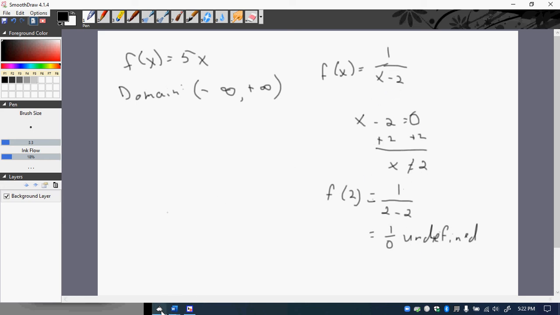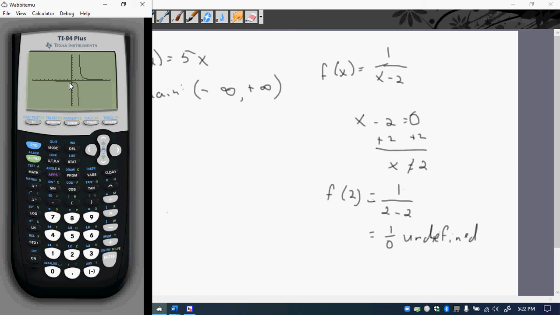So when you're looking at the graph here, we see that it can't be 2.